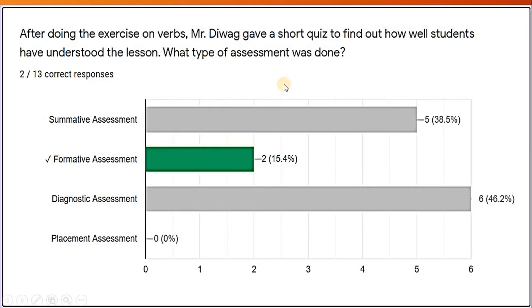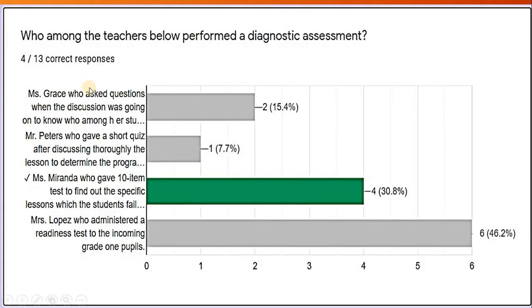Short quiz, it's formative. Who among the teachers below performed a diagnostic test? Tingnan natin. Miss Grace, who asked questions when the discussion was going on. This is a formative assessment. Mr. Peters, who gave a short quiz, another formative assessment. Miss Miranda, who gave 10-item test to find out specific lessons. Yan. The goal is to find out specific lessons. This is diagnostic. Mrs. Lopez, who administered a readiness test to the incoming grade 1. Readiness test is a placement test. Incoming grade 1, that's your cue. Incoming sila. And you would like to check whether they are ready or not. This is placement. Sometimes, pag grade 1 kasi, pinipili yung mga marunong na magbasa, nasa section 1.